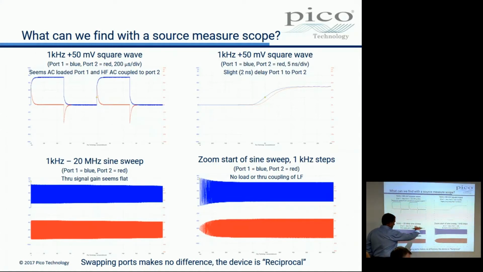We did turn it round, and swapping the ports made absolutely no difference. So it's what's called a reciprocal device. So I'm going to say that's probably passive. There's probably no amplifier in there, because an amplifier, an active device, generally, when you turn it around the other way, you're not going to get the same response both ways, right? There's an input and an output. I'm going to say that's probably a passive device. And what we're doing here is network analysis. We're finding out what that network is.